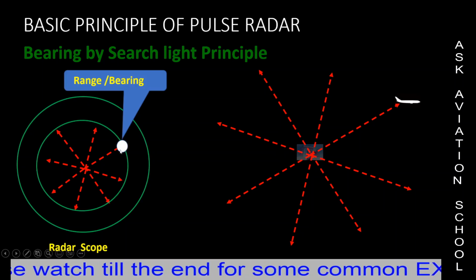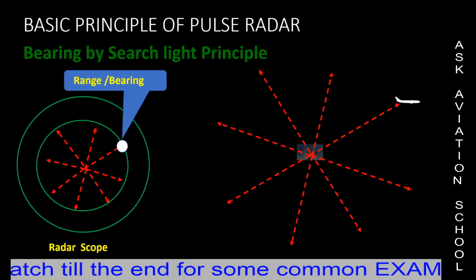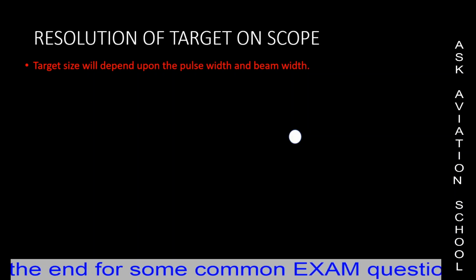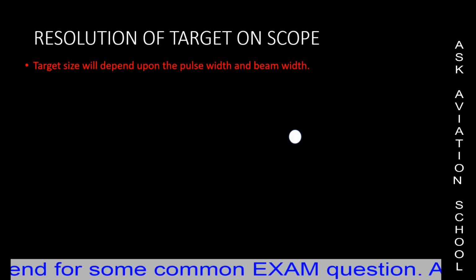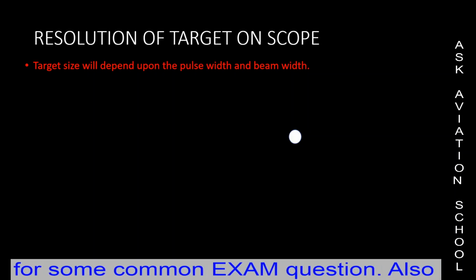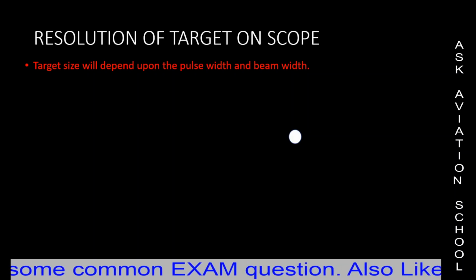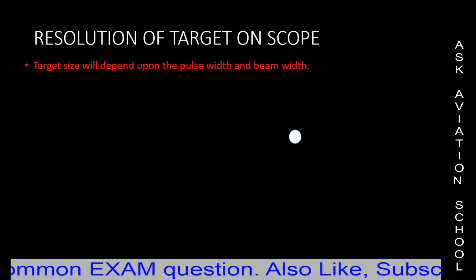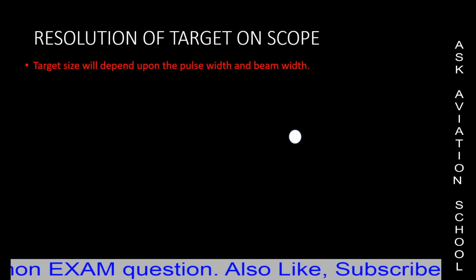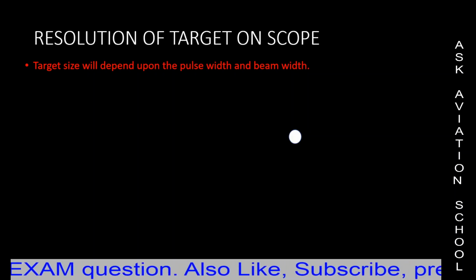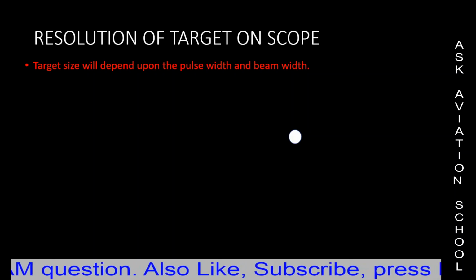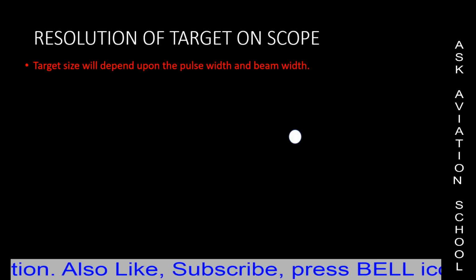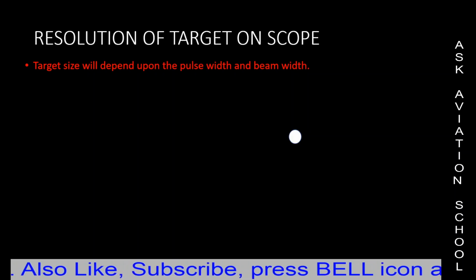So this is how the primary radar finds out the direction of the target. Now, how are the targets detected by this radar shown on the scope, and what will be the resolution? The resolution means the size of the target which is indicated on the scope. The size of the target indicated on the scope will depend upon the pulse width and the beam width. Now let's have a look at the pulse width.